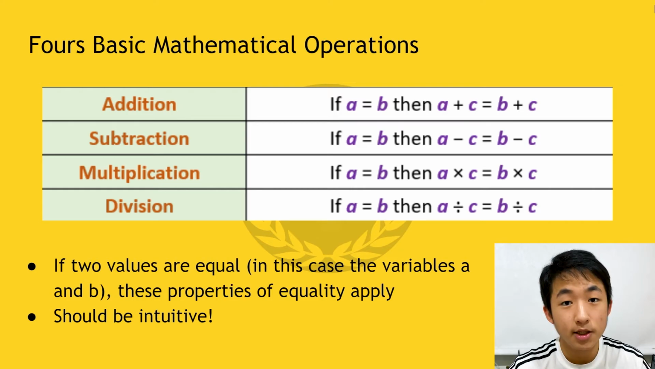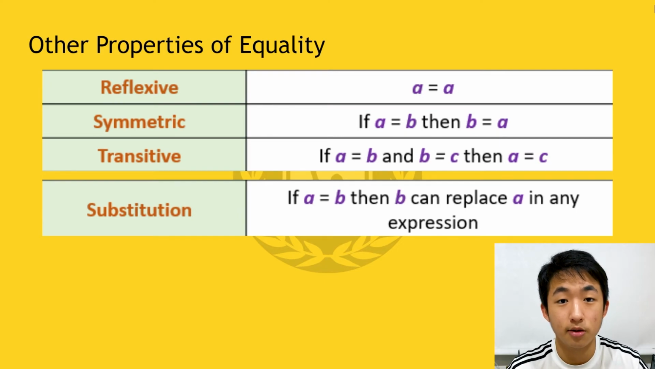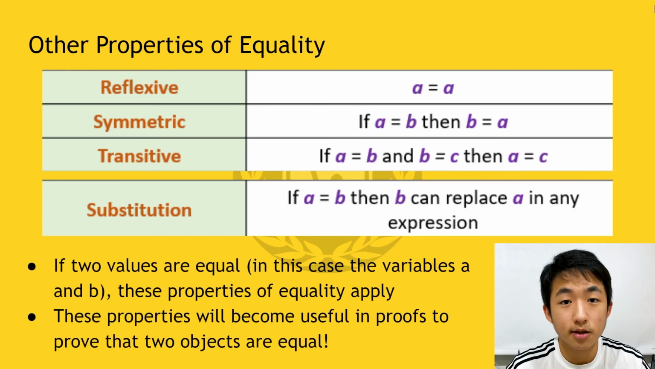These concepts should be pretty intuitive, but you'll use them frequently in proofs. Other properties of equality include the reflexive, symmetric, transitive, and substitution properties of equality. These properties essentially describe the ability to replace equated variables in proofs. Again, although all of this might seem kind of intuitive, these properties of equality will become very useful in proofs later on.